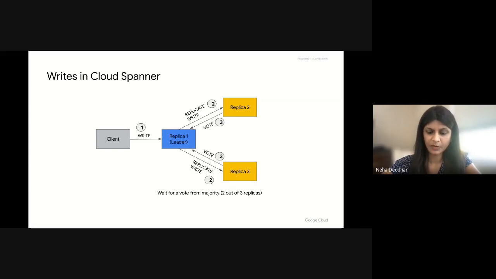Now note that we require a majority quorum to mark the write as committed. In this case, the majority quorum will be two replicas: the leader replica itself, and either one of replica 2 or replica 3. So the leader replica will wait for either replica 2 or replica 3, and depending on who responds first, it will consider the write as committed and respond back to the client.